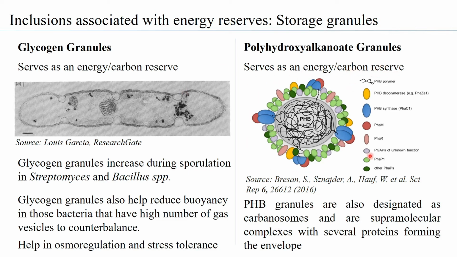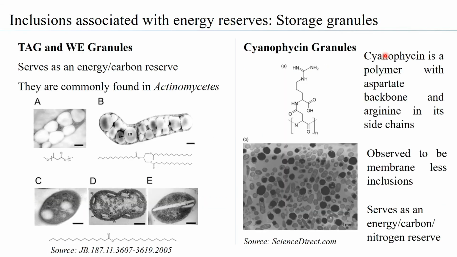And most PHB granules are supramolecular complexes. So you will observe that all the PHB is present inside. So there is a hydrophobic condition present inside, because of which the fat resides within, and it is surrounded by a layer of proteins. And these layer of proteins, for example, there are phasins, there are different types of phasins that are present, and these phasins are forming the outer shell of such PHB granules.